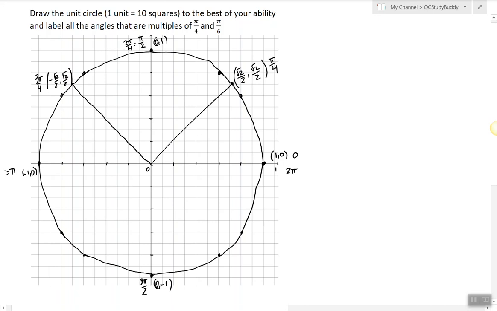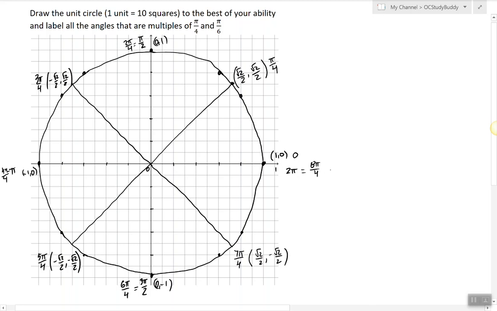Next one will be 4 pi over 4, which is the same as pi. Next one will be 5 pi over 4. The coordinates for this one, I'm just going to use the symmetry, are -√2 over 2, -√2 over 2. Next one will be 6 pi over 4, which is the same as 3 pi over 2. The next one will be 7 pi over 4, which is not the same as anything, but the coordinates of this point are √2 over 2 and -√2 over 2. And the last one will be 8 pi over 4, which is of course the same as 2 pi.